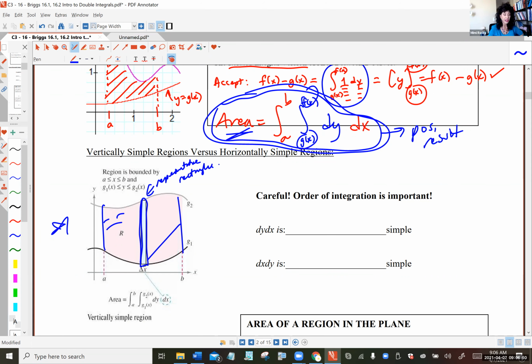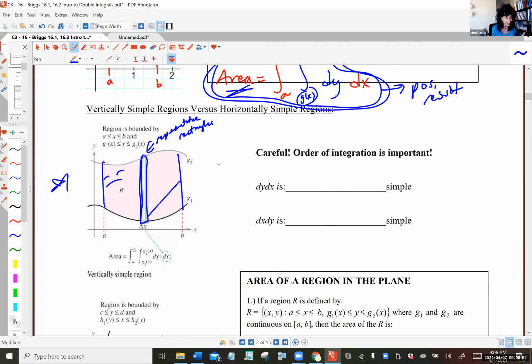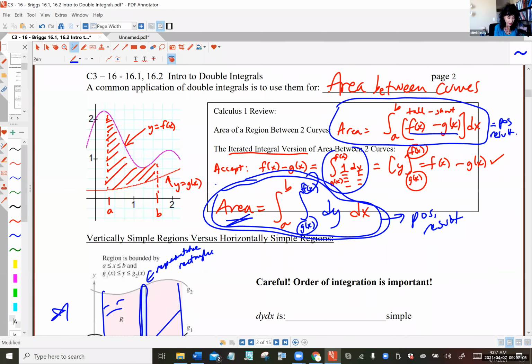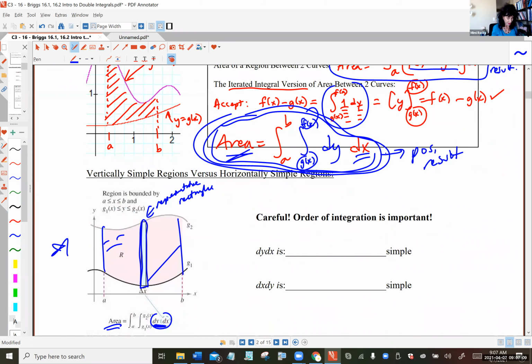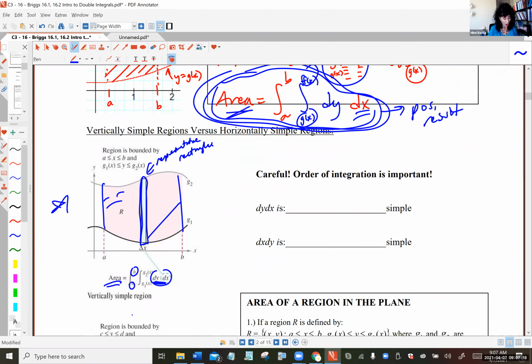So if you're going to be working with a region that's vertically simple like this, your area is going to have the order dy dx, okay? So you integrate with respect to y first, kind of like I set up right here. And then you integrate with respect to x, okay? And notice that the outer integral has constants as limits, because that's required.